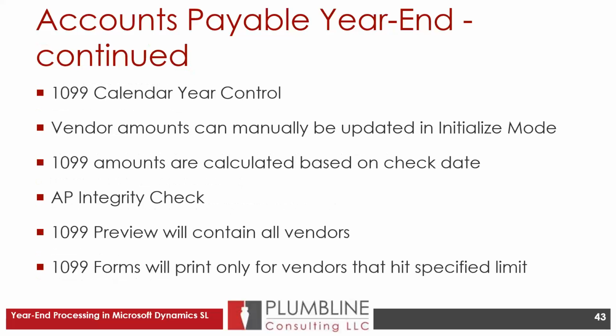So we have our 1099 calendar year control. Vendor amounts can be manually updated using initialize mode. 1099 amounts are calculated based off of check date. And you can use the AP integrity check to rebuild 1099 balances. Your 1099 preview report will contain all vendors that are marked as 1099, but the 1099 forms will only print for those that hit the specified limit. And the last I heard, it's still $600.